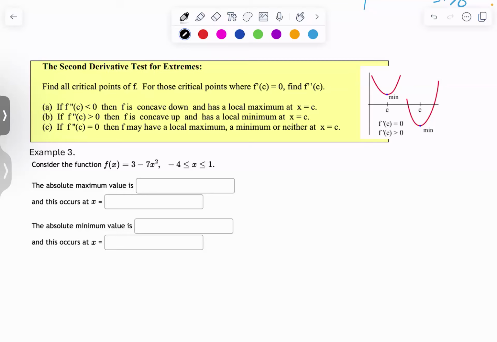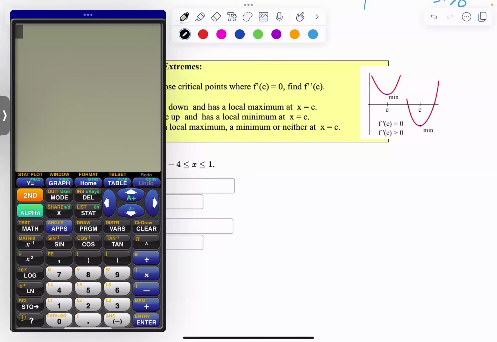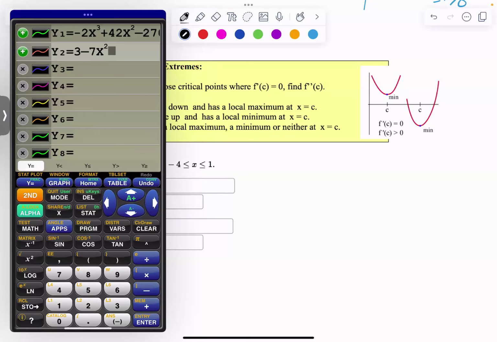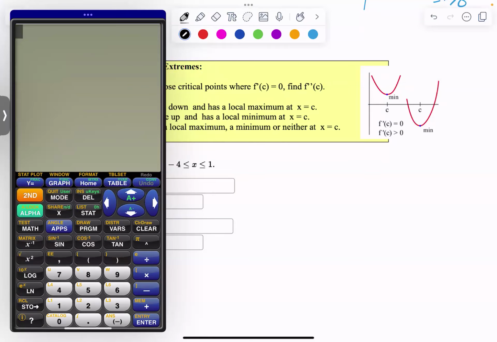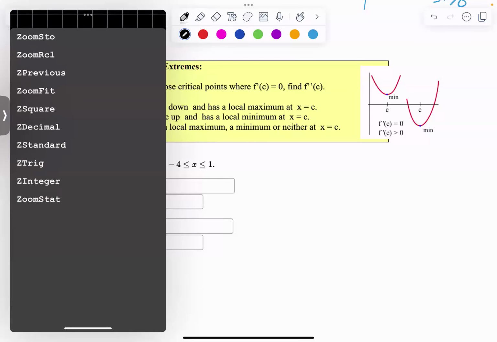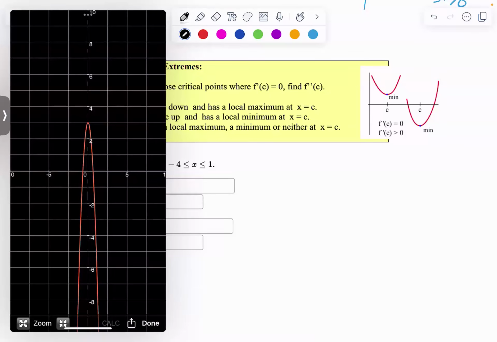All right, so let's consider our next example here. We have the function f of x equals 3 minus 7x squared. Now notice that our x is limited. So we are now looking for absolute minimums and maximums. And what I want to do is take a look at, and I'm going to clear the previous function, and I want to graph. And here's our parabola. And we can see at x equals 0, y equals 3. So the math should hold that out, meaning we should have a critical value at x equals 0.